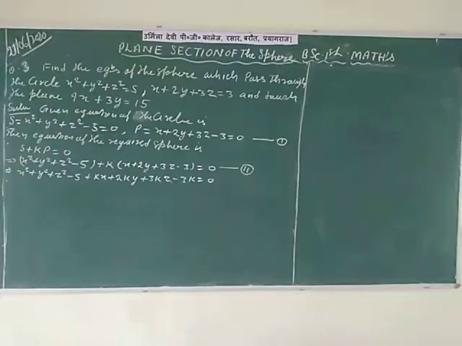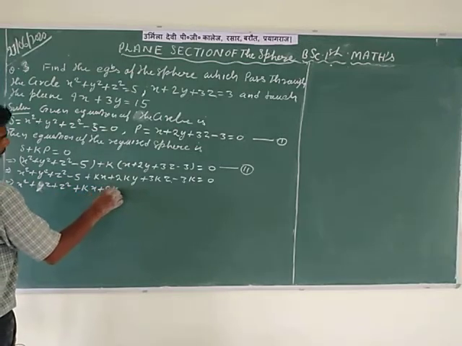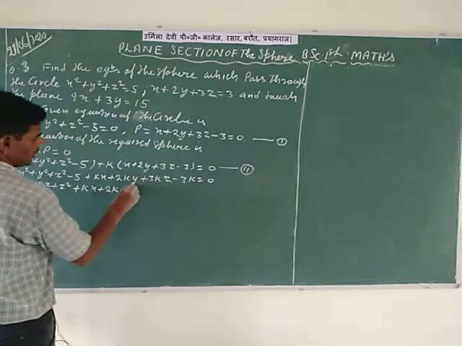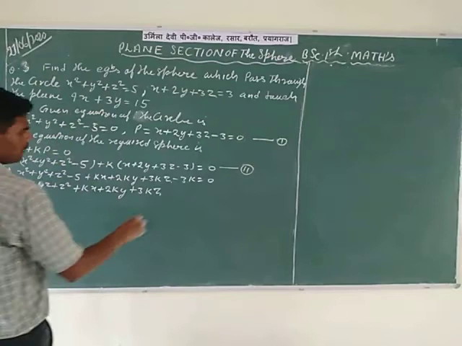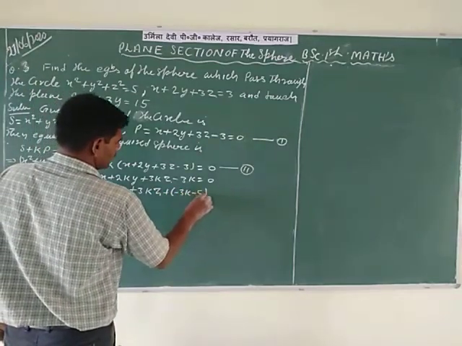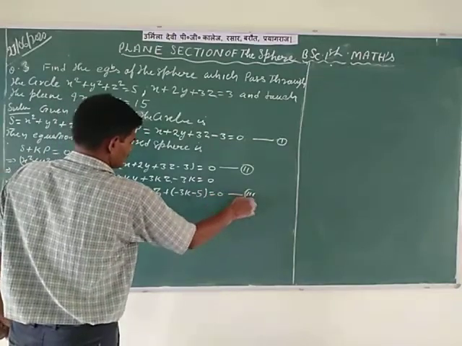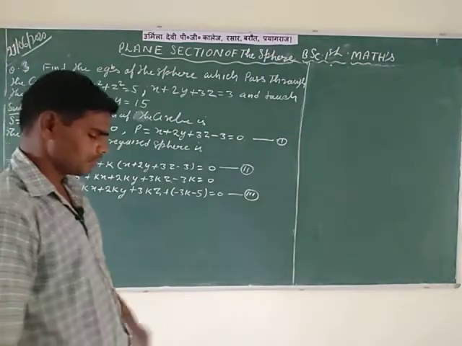So here x square, y square, z square is represented as x square plus y square plus z square plus kx plus 2ky plus 3kz plus, in bracket, minus 3k minus 5 is equal to 0, represented by equation third. So equation third is in the general form of the sphere equation.